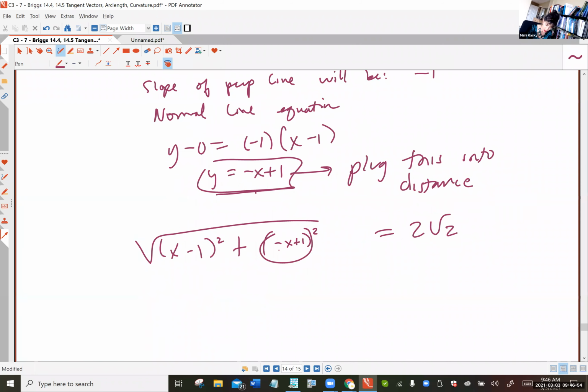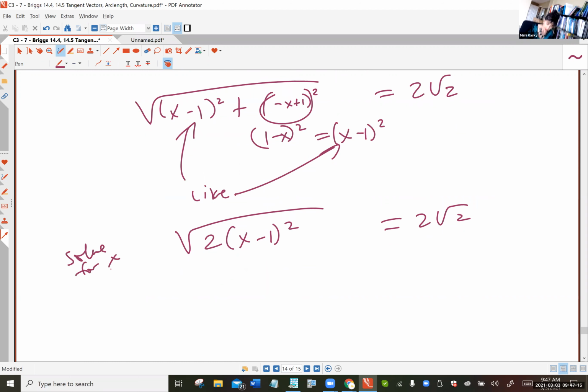So I claim that this (1 minus x) squared is the same as (x minus 1) squared. So these are like terms, and you can add them together. 1 apple plus 1 apple is 2 apples. And that equals 2 root 2. And we're trying to solve for x. We're almost done. So then what?